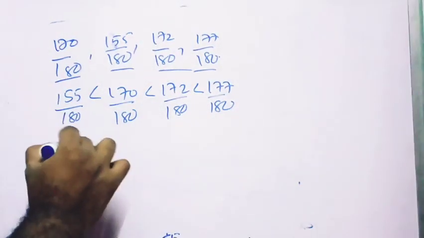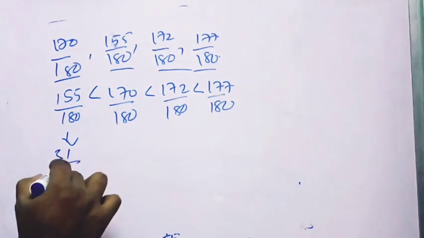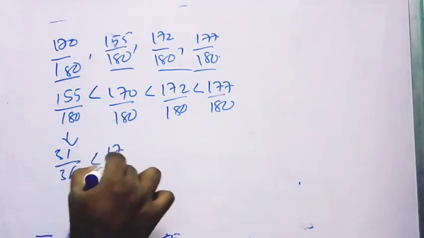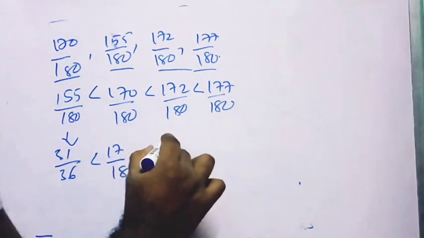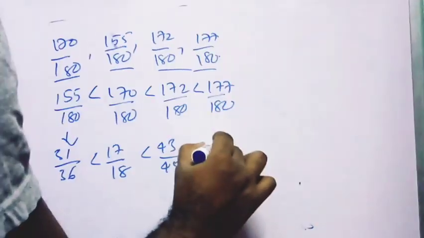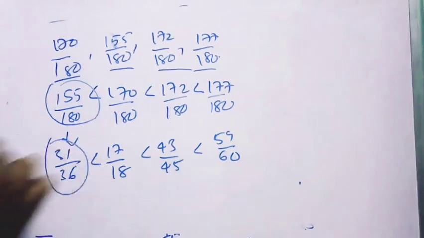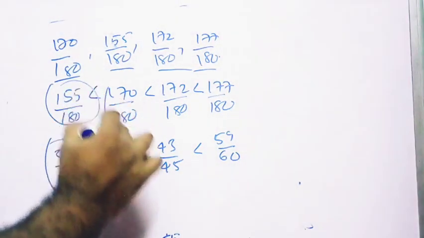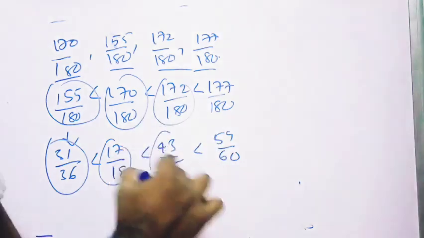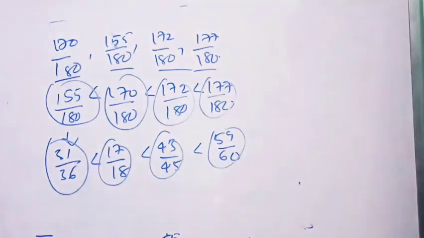Now 155 over 180 is associated with 31 divided by 36, then 17 divided by 18, 43 divided by 45 and 59 divided by 60, because 155 over 180 means 31 divided by 36 in the previous calculation. Similarly, this belongs to this, and this belongs to this. So the same notation we have applied to the fractions. Like this we find the ascending order, and you can also do it for descending order. So like this we will take some more examples of LCM and HCF.